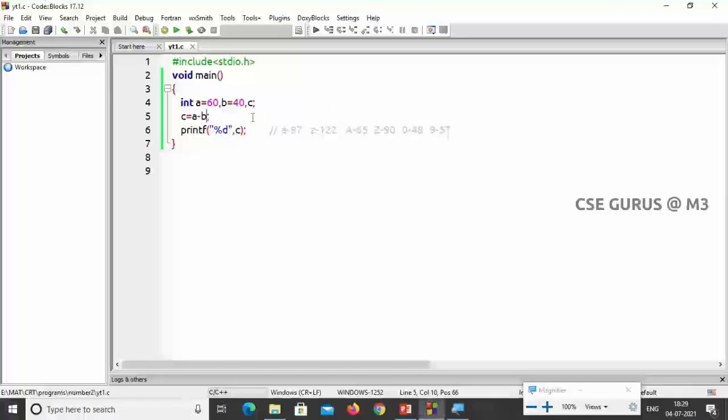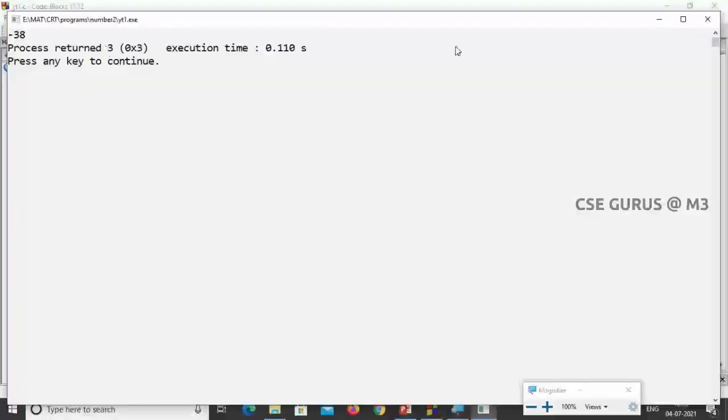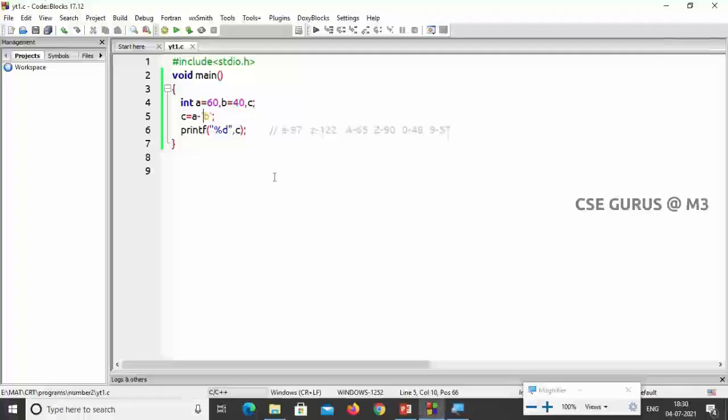Now can I keep b in single quotes? Let me see what happens with b in single quotes. So it has to be 60 minus the b value, which is 98, right? ASCII value 98. So 60 minus 98, you can see the output, which is minus 38. So this is also correct. There is no error in this, and of course you can keep uppercase B. So what is the value of uppercase B?